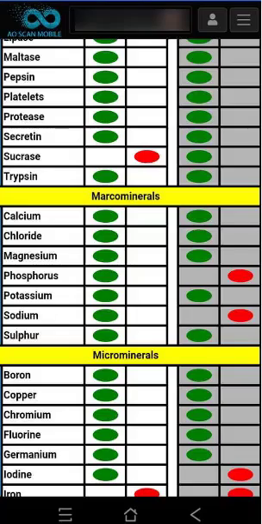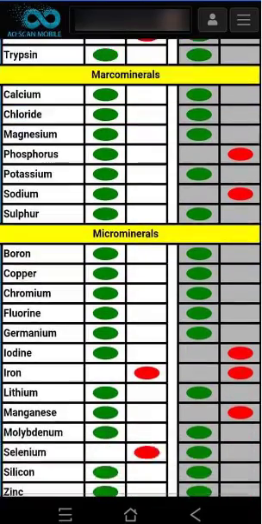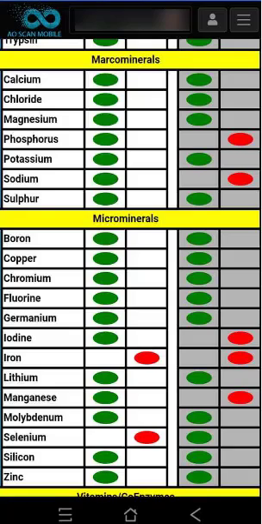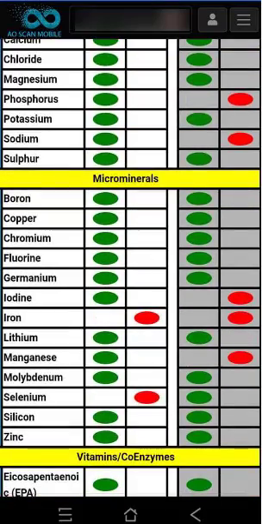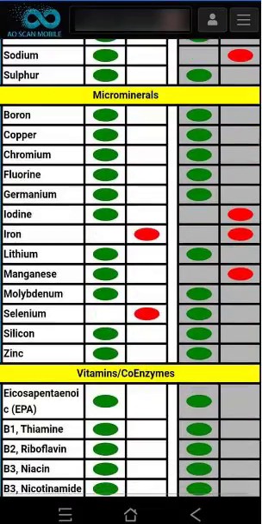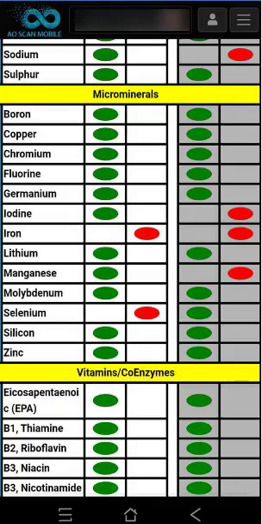We've got phosphorus and sodium out of range. We've also got iodine, there we go, and iron. Iron is probably excessive in this person. It's flagged there. It's more likely that it's too high than too low. There's a possibility for being too low, but we've seen it several times, and it looks to me like iron levels are too high. Manganese and selenium are also flagged.